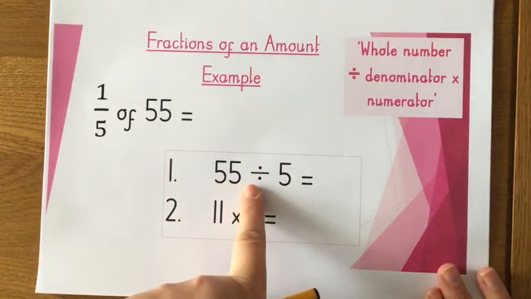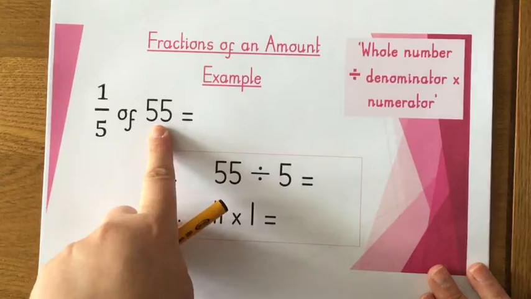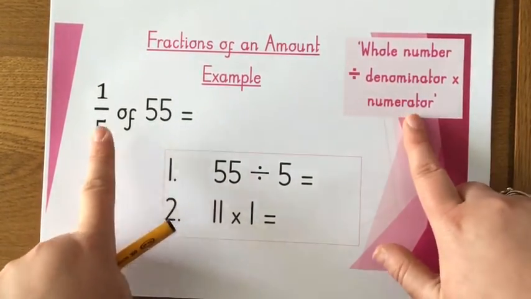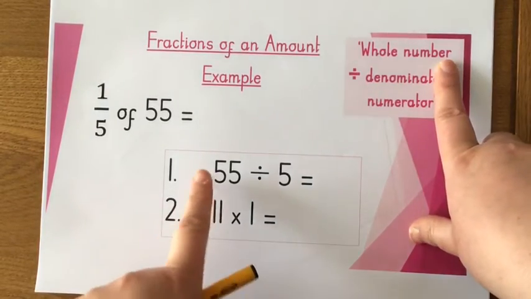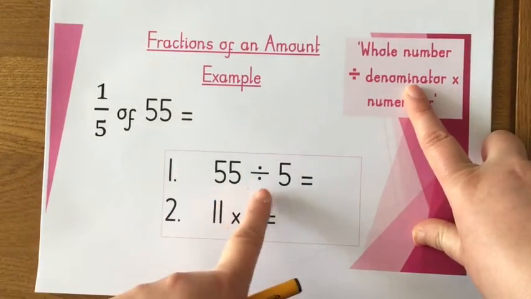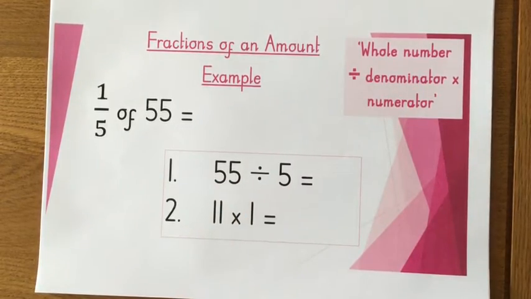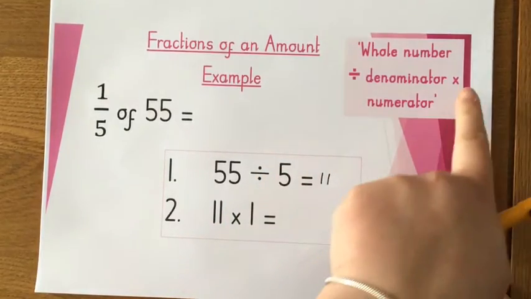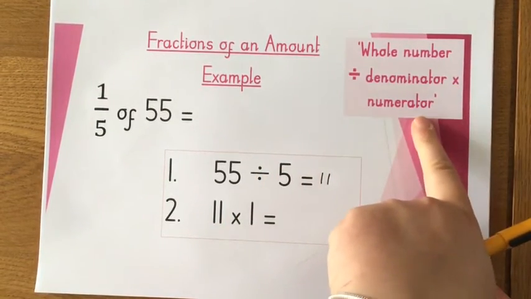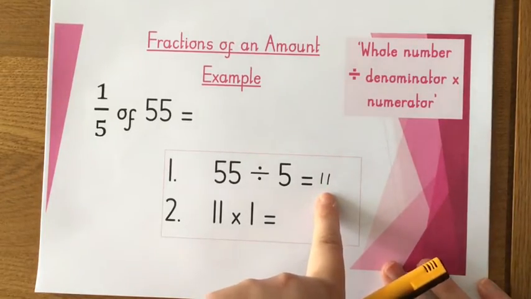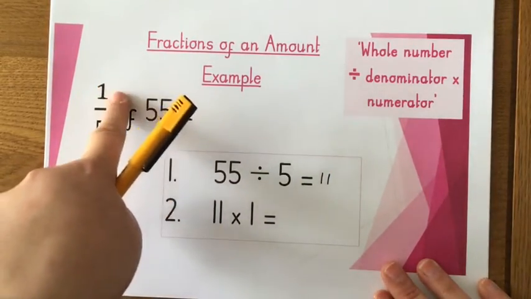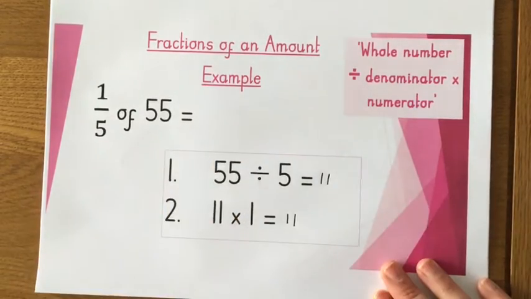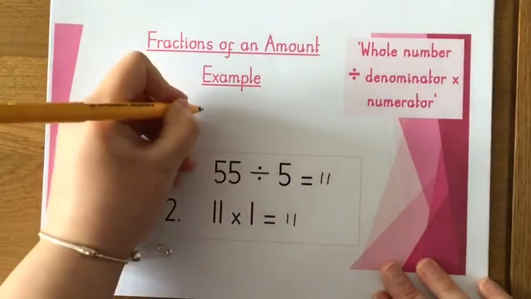The first step I've got to do is the whole number divided by the denominator, and you can see I've put the rule up here. So the whole number in this case is 55, the denominator is 5. So 55 divided by 5 is 11. Then I've got to times that answer by the numerator. So 11 times by 1 is 11. So 1/5 of £55 is £11.